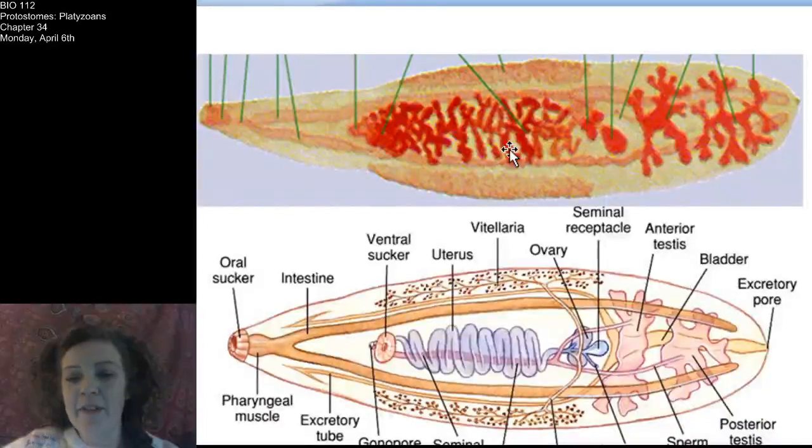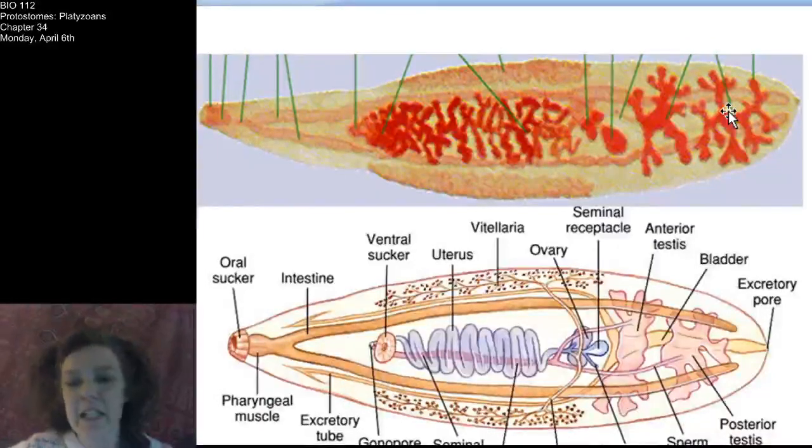The seminal vesicles are a little harder to see within this, I will say. The male and the female reproductive organs are in here. The main thing is you have your uterus and your seminal receptacle here. This is your ovary. So ovary and seminal receptacle. Here's your testis. One testis, two testes.